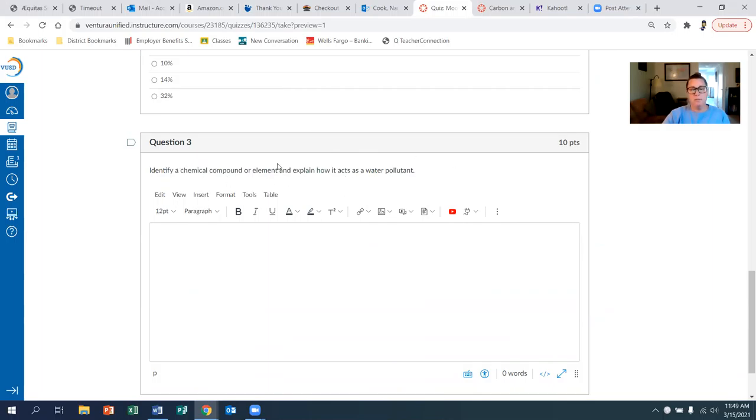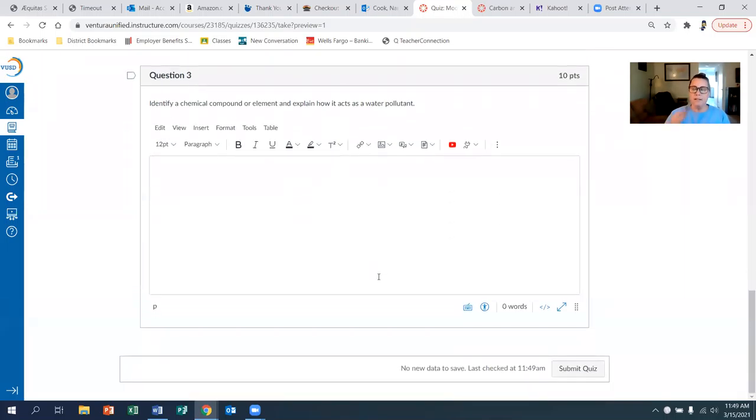Here they want to know, or I want to know, identify a chemical compound or an element and explain how it acts as a water pollutant. What does it do? How does it pollute the water? It is not a one sentence answer. If you're giving me one sentence or you're not answering how it acts as a water pollutant, you will not get full credit. Now, it allows me to write comments on the question itself.